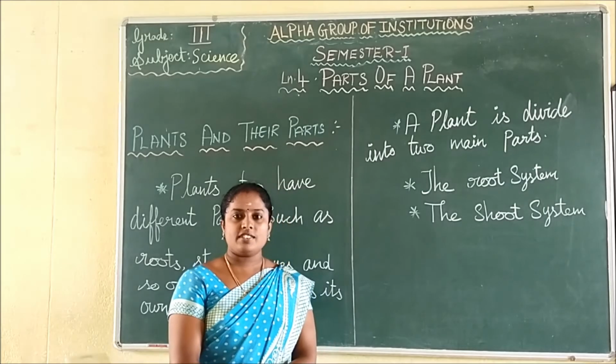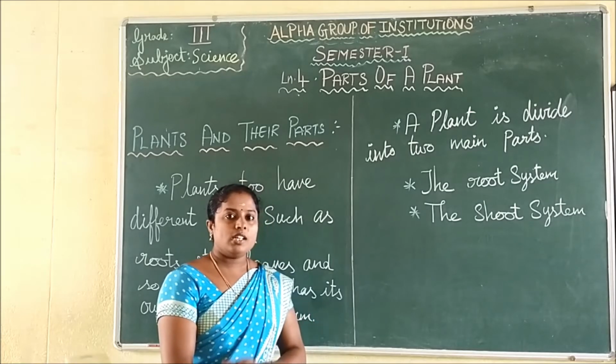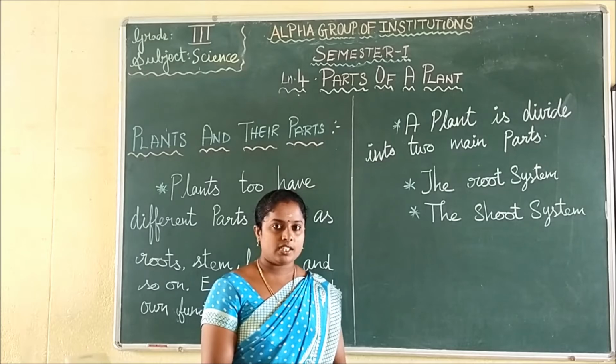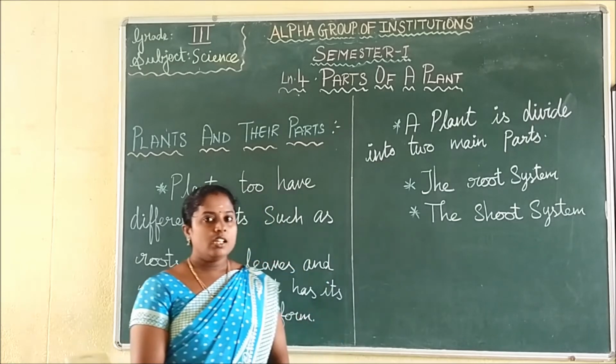So now we'll go to the lesson. In this lesson, we're going to see about the parts of a plant. It will be of 2 types. Shall we go to it? Yes, children. Now you have to see what are the things we can see above the ground and which we can see below the ground.